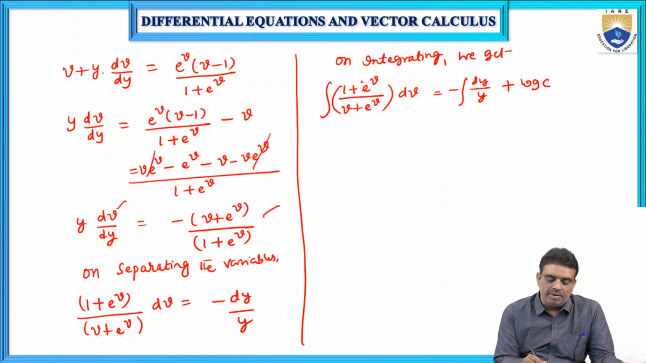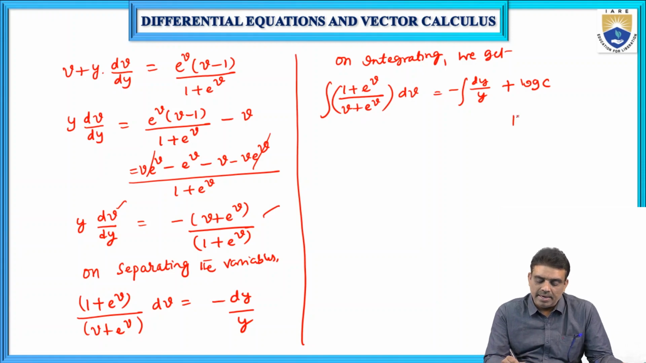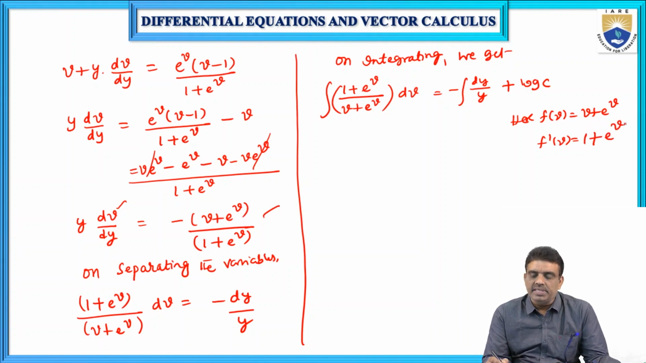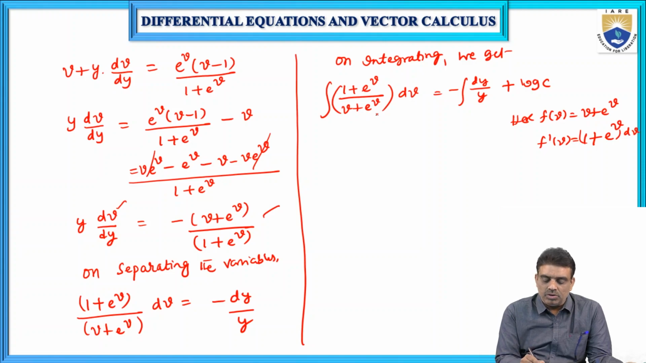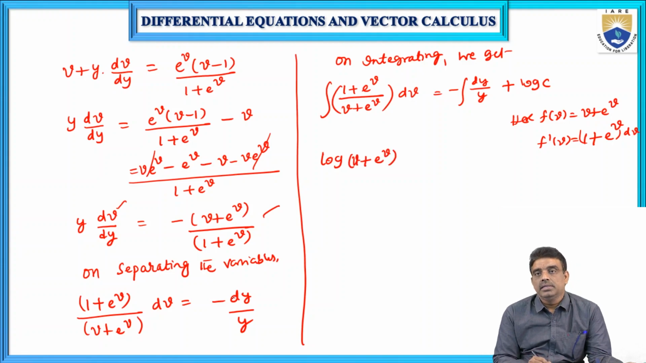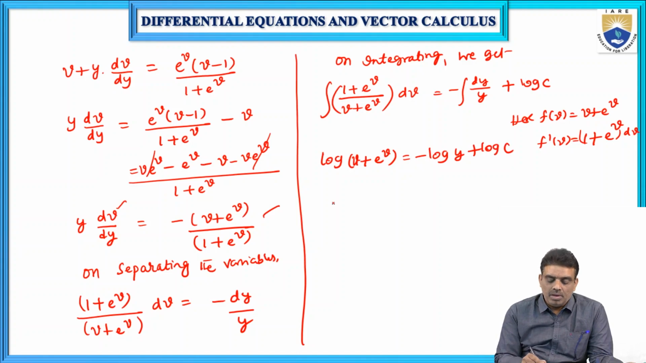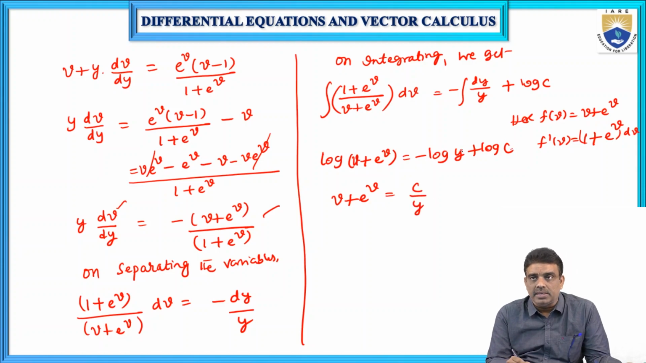So what is it? It looks like integral f dash v by f of v. Here if you assume f of v is equal to v plus e power v, then what is f dash of v? The derivative of v is 1, and the derivative of e power v is e power v. So it looks like integral f dash of v by f of v. The formula is log f of v, that is log of (v plus e power v) on the left hand side, and on the right hand side it is minus log y plus log c, or v plus e power v is equal to c by y. It is log m minus log n like.